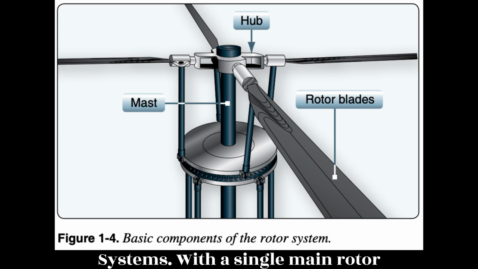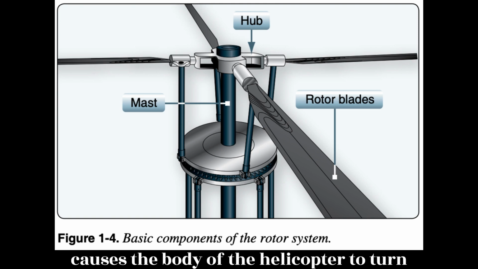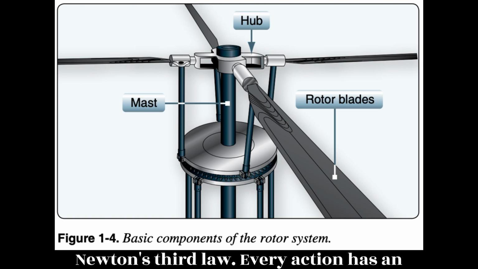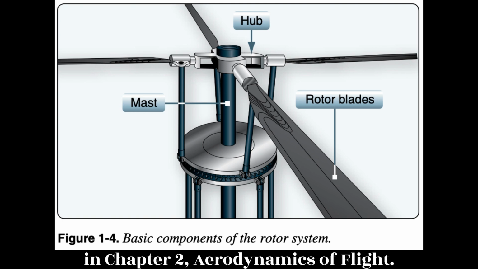With a single main rotor helicopter, a torque effect is created as the engine turns the rotor. This torque causes the body of the helicopter to turn in the opposite direction of the rotor, Newton's third law. Every action has an equal and opposite reaction, as explained in Chapter 2, Aerodynamics of Flight.